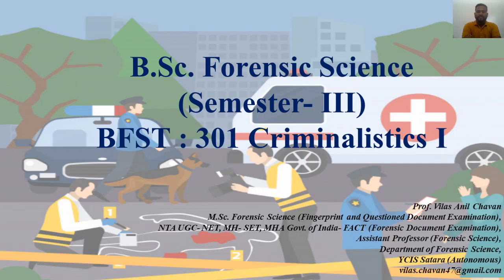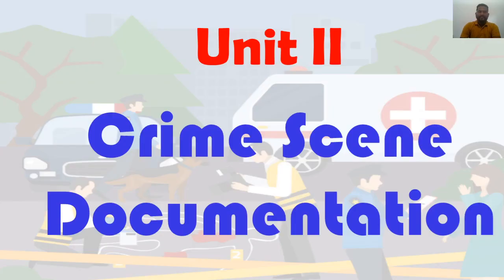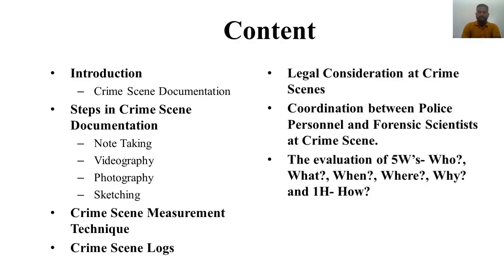So in this lecture, we are going to study unit number 2, that is crime scene documentation, from the paper number B.F.Sc 301, and the name of the paper is Criminalistics 1. So first, we'll discuss the content of unit number 2. What exactly are we going to learn from this unit?